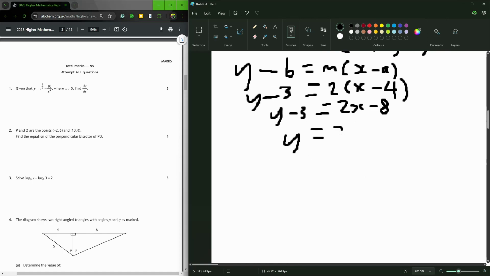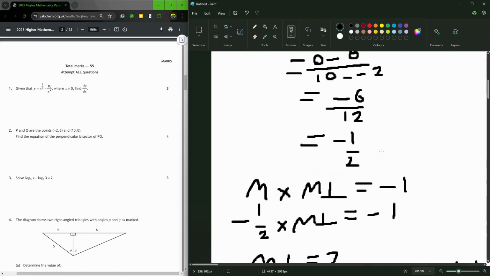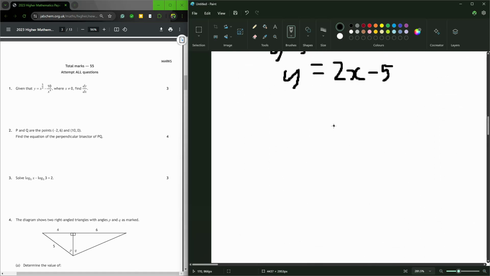So cancel out the 3 on this one, and that will give us minus 5. So y equals 2x minus 5. And there we are. Done and dusted.